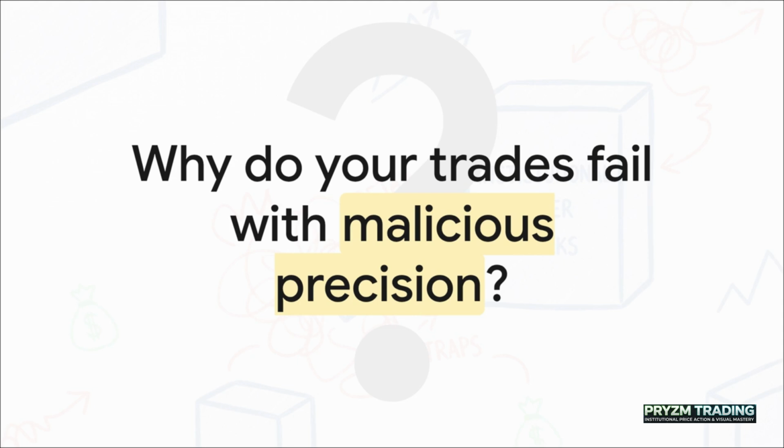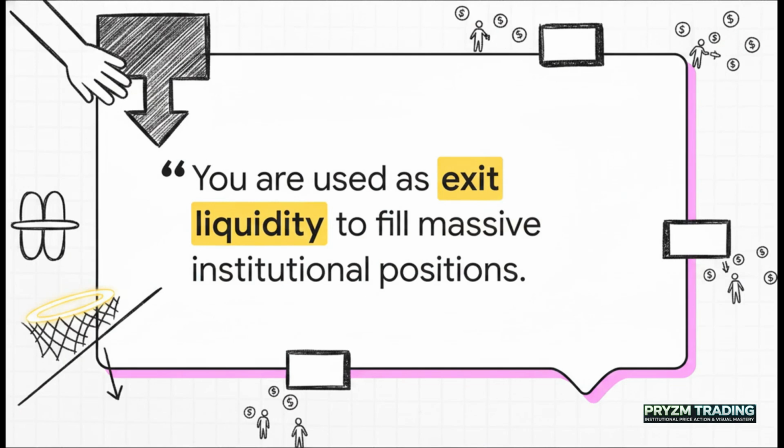But here's the fascinating reality check from the research. You weren't actually wrong about the trend. You read the market bias perfectly. The harsh truth? Listen to this. You're just being used as exit liquidity. The larger participants simply needed your opposing orders to fill their own massive positions.